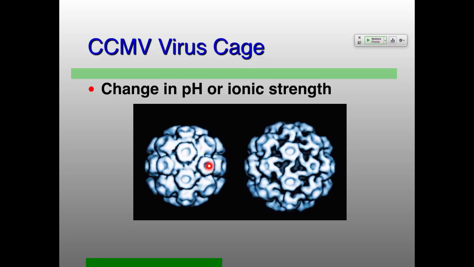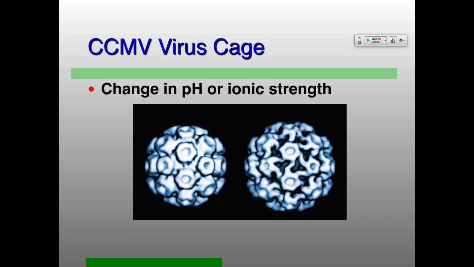Again, T equals 3, 5-fold axis, 5-fold axis, step one, step the other. But what's really nice about these is you can look at the conformational change really easily just by changing pH or changing ionic strength. And so these guys just literally open, but they can also close. If you change the pH, they open. You can change the pH back, they'll close, open, close, open, close.